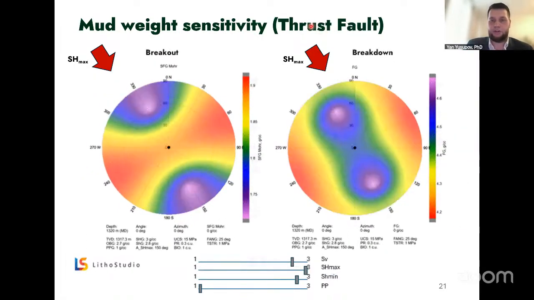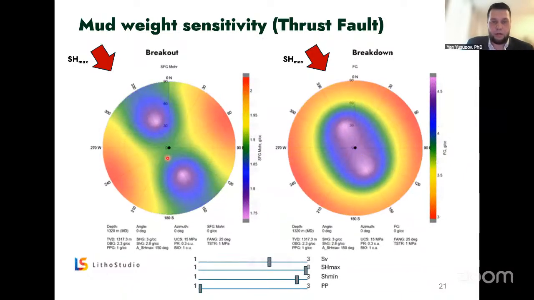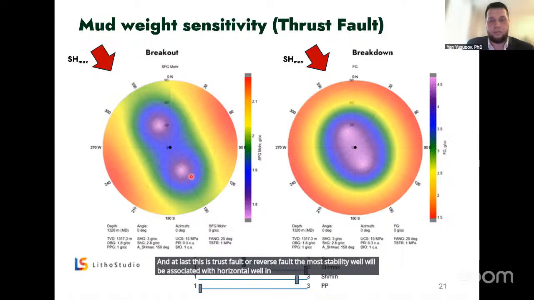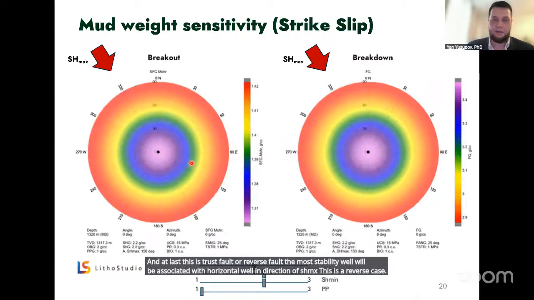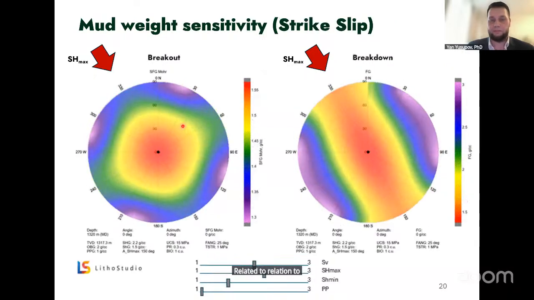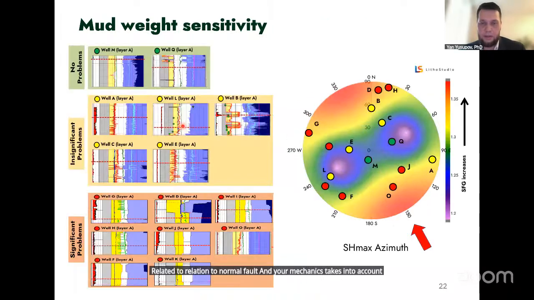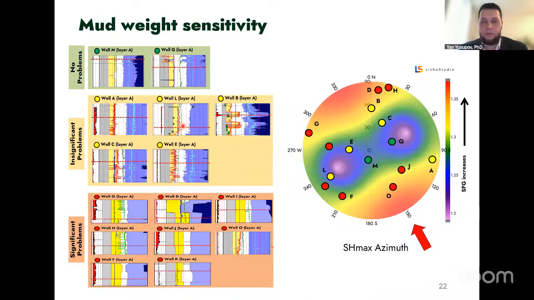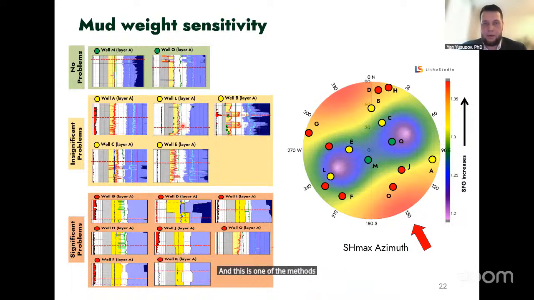And lastly, this is the thrust fault or reverse fault. The most stable well will be a horizontal well in the direction of SH max. This is the reverse case relative to the normal fault. Geomechanics takes into account these factors and allows us to use the correct safe mud weight window. And this is one of the methods to estimate the mud weight sensitivity.